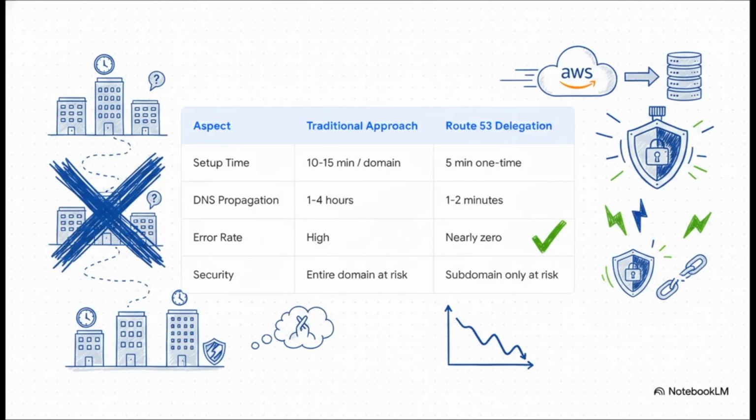And this is where it all clicks. I mean, just look at this comparison. The old way, you're spending 10 or 15 minutes of anxiety-fueled clicking for every single domain. With delegation, it's a 5-minute setup you do once. That DNS propagation wait time, it goes from hours to just a minute or 2. The error rate, it basically drops to 0. This isn't just a small improvement. It's a total game changer.